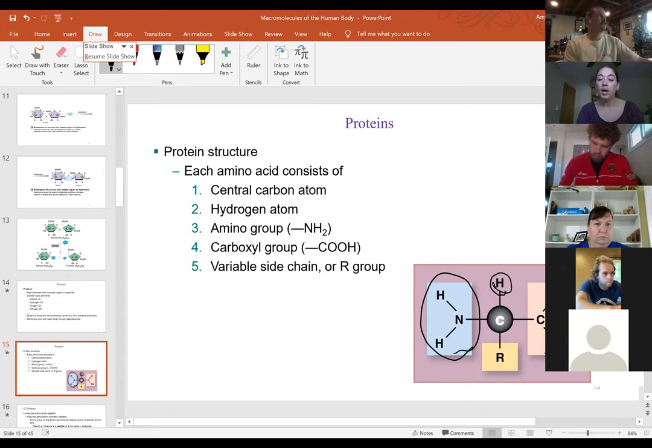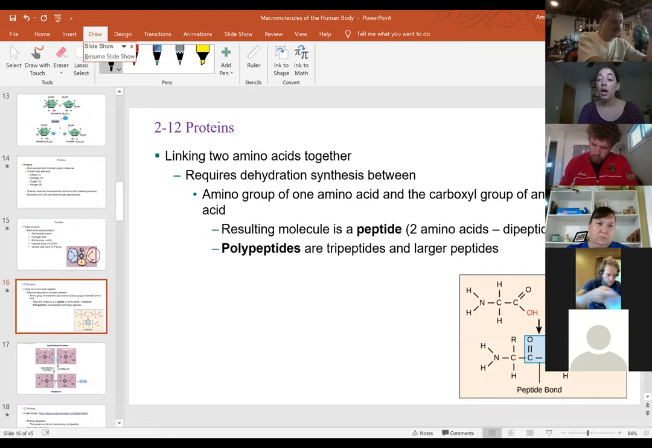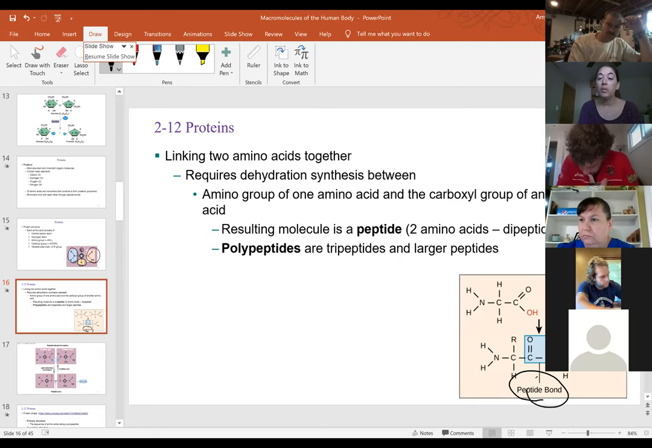Then you have your carboxyl group, and then that R is your variable side chain or your functional group. He called it the side chain or the R group in the video. Okay, remember forming polypeptides, which is two or more amino acids joined together through dehydration synthesis. The bond that holds them together is the peptide bond. So the peptide bond is unique to proteins only. You will definitely need to know that.